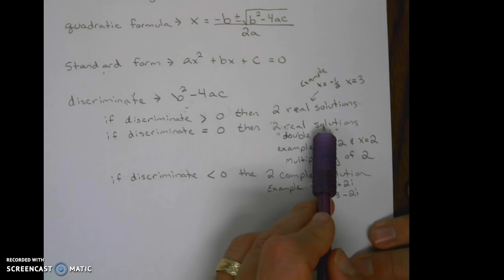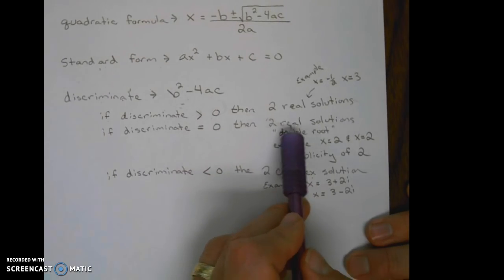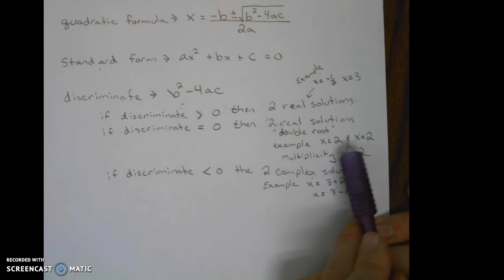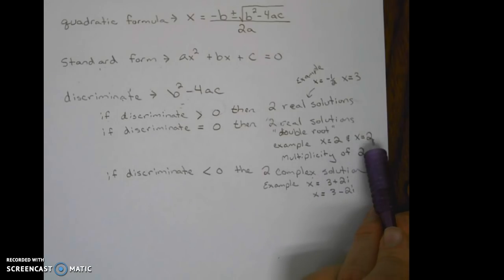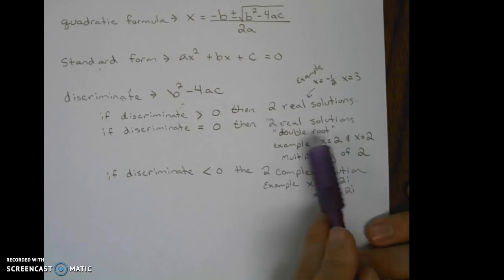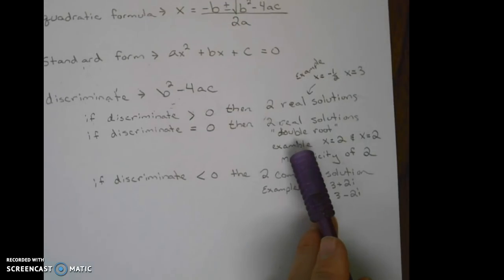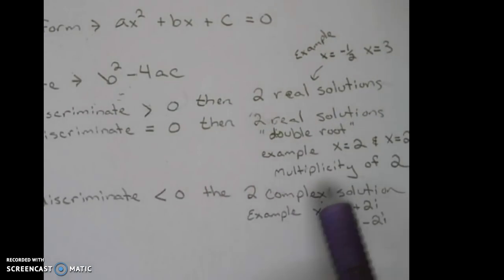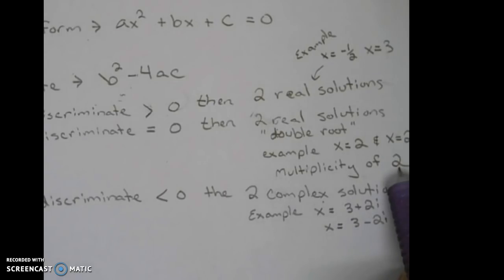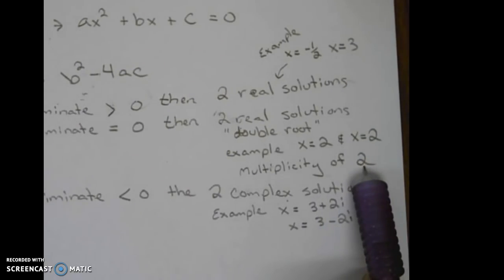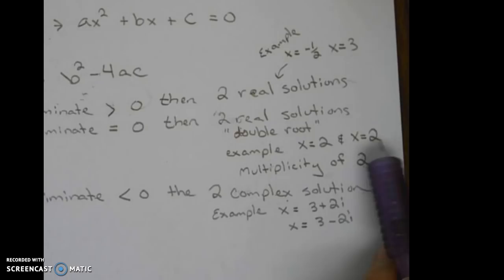If the discriminant turns out to equal 0, we also have two real solutions, but those two real solutions are the same number. And when the solutions come out to be the same number, we have a double root. We also call that a multiplicity of 2 because we have two of the same number.